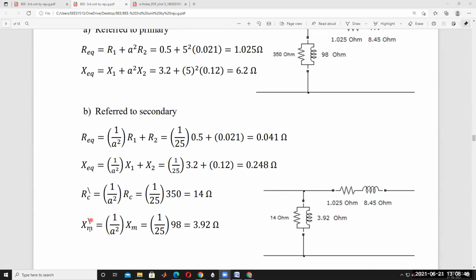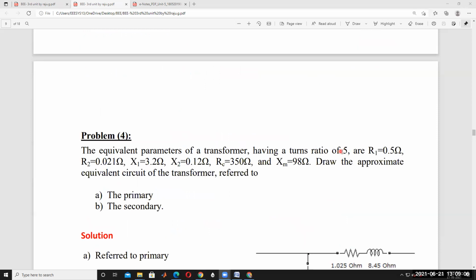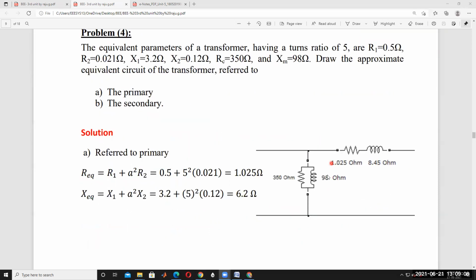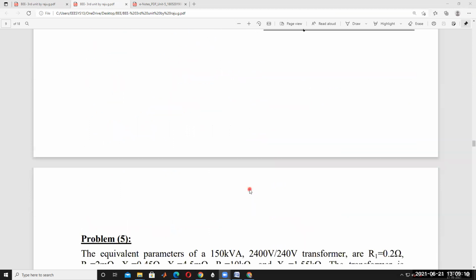And RC dash and XM dash are also converted, on the secondary side as RC by A squared and XM by A squared, dividing by turns ratio squared, otherwise multiplying by K squared. The transformation ratio is called K and the turns ratio is called A. Here A is 5 and K is 1 by 5. You will get the same result. So that is the formula.